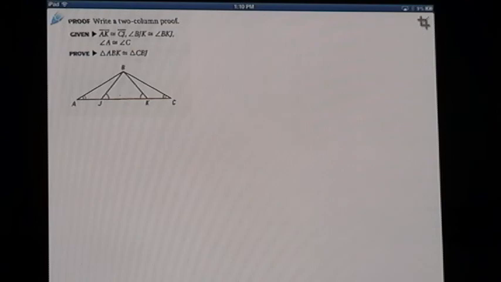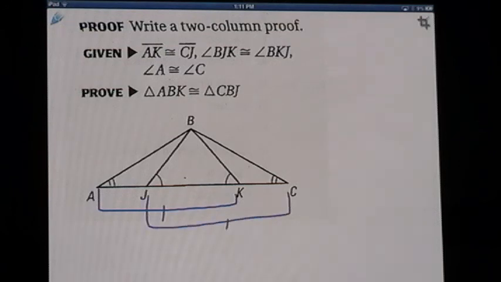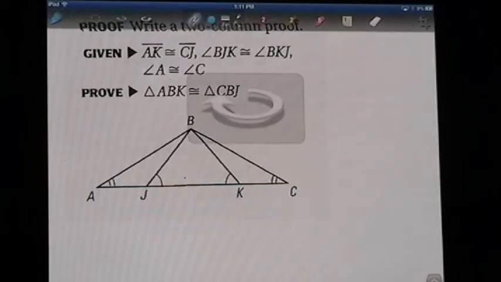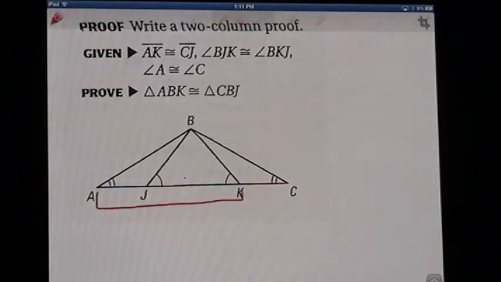Write a 2-column proof. Start by marking your figure. AK is congruent to CJ. That's the only way I know to mark that. If I do this in red every time that I'm marking the given stuff, that might be less confusing for you. AK is congruent to CJ.